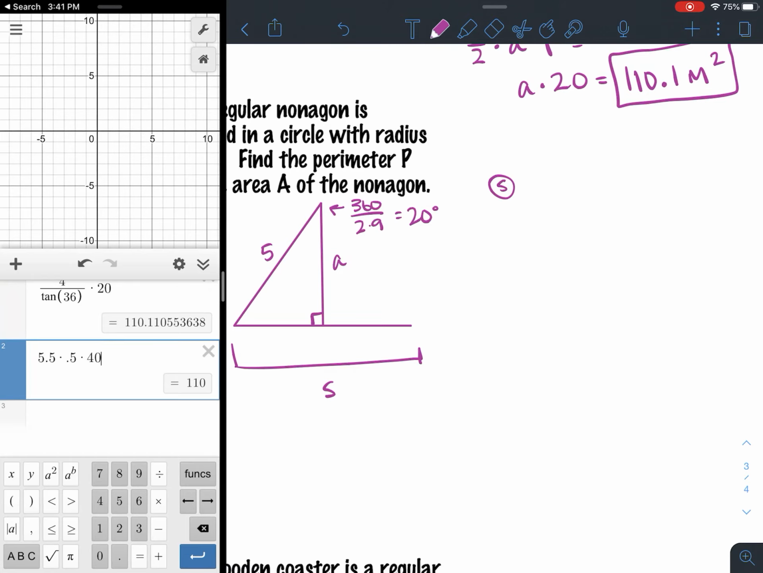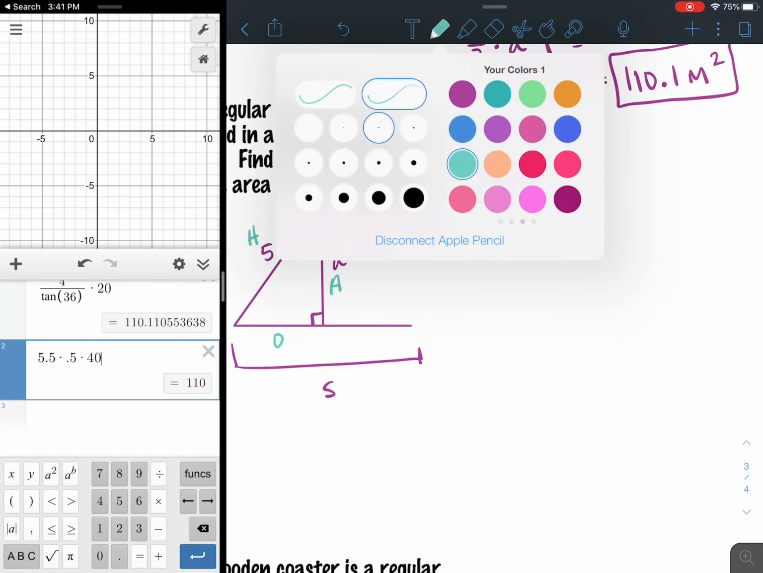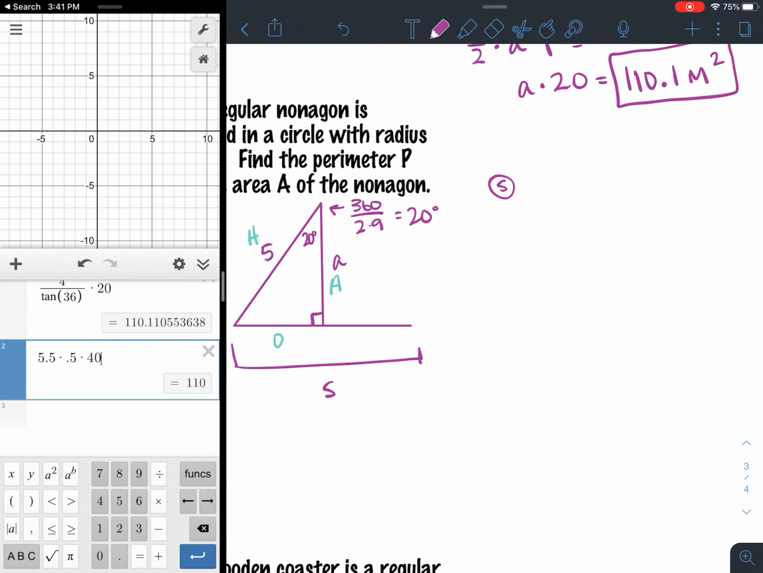So in order to find my side length, I've got my 20-degree angle up here at the top. Here is my side adjacent and my side opposite and my hypotenuse. So if I want to find the side length, we're first going to find the opposite side and then double it. So I have opposite and hypotenuse, which will get me sine. So the sine of my 20-degree angle is equal to the opposite O over the hypotenuse 5. So to get that calculator ready, we're going to do 5 times the sine of 20.